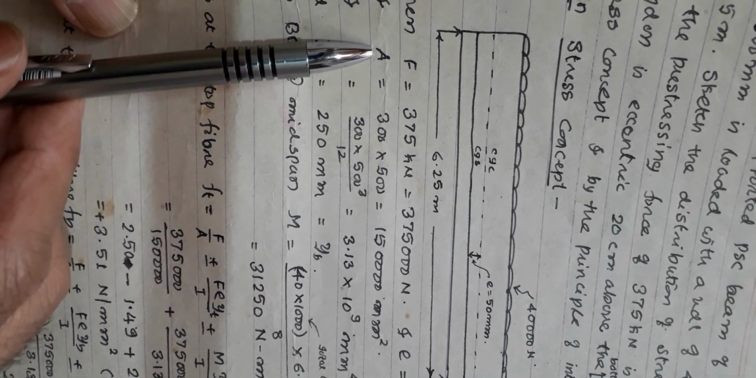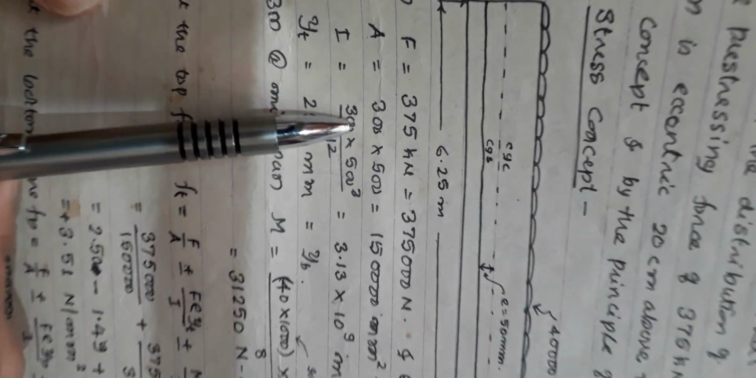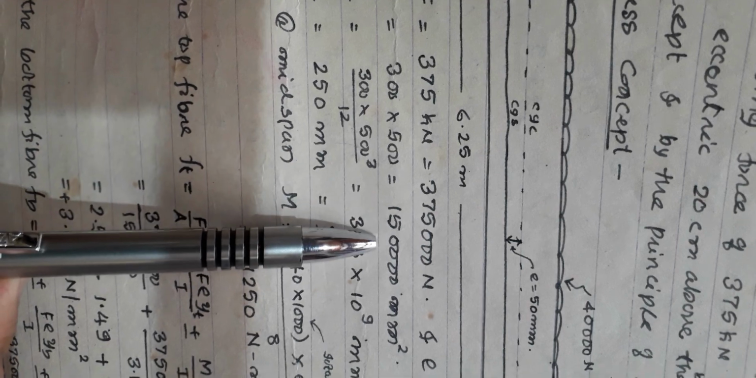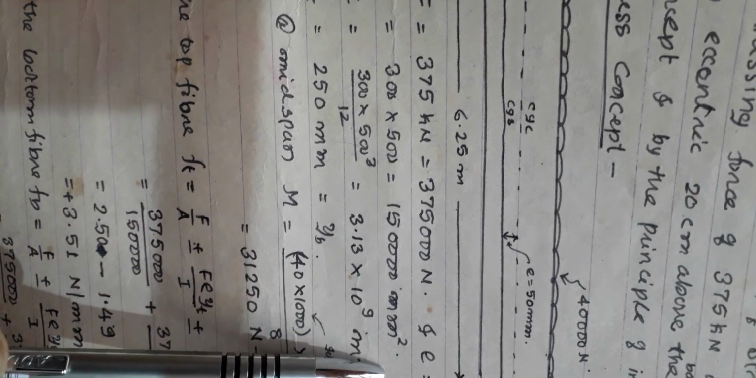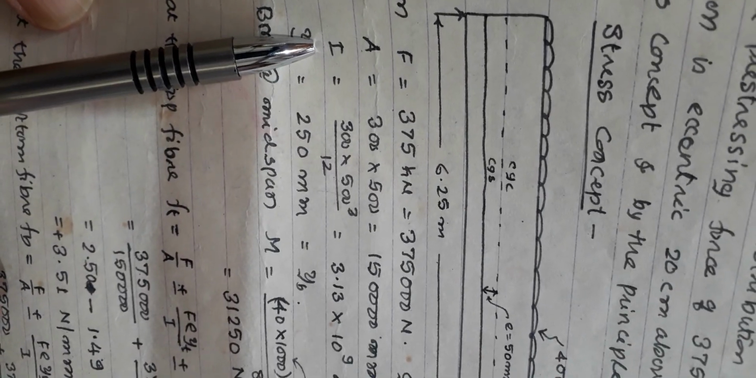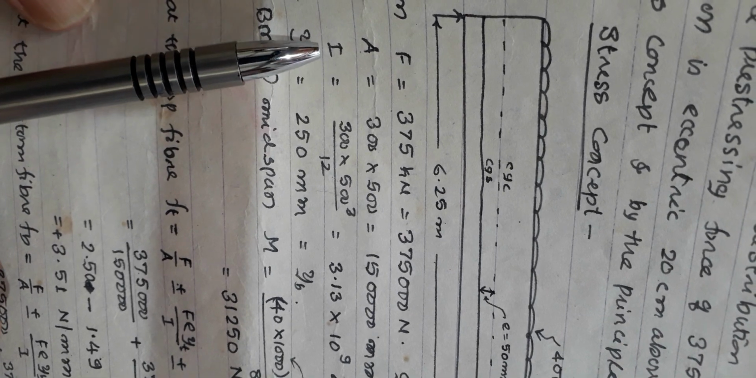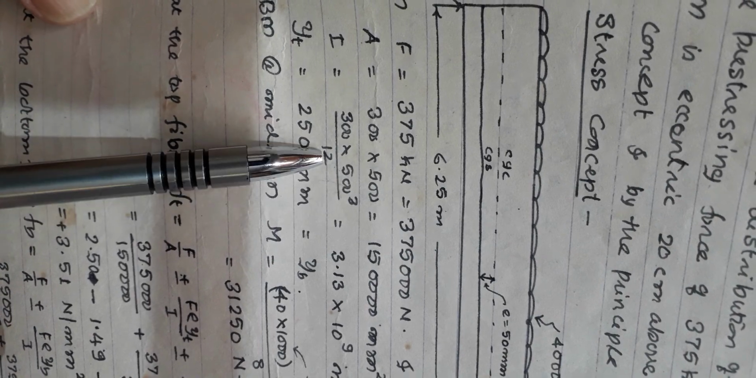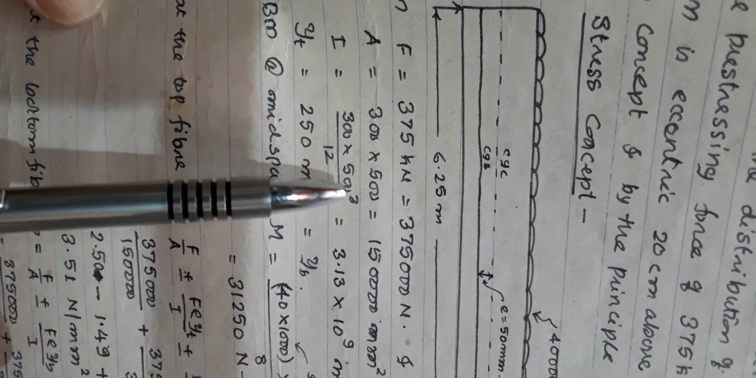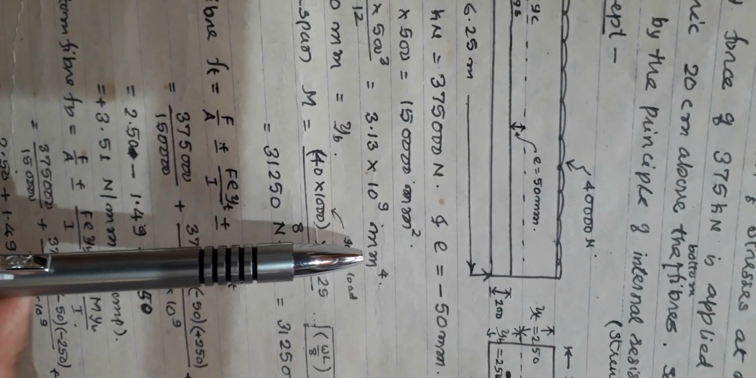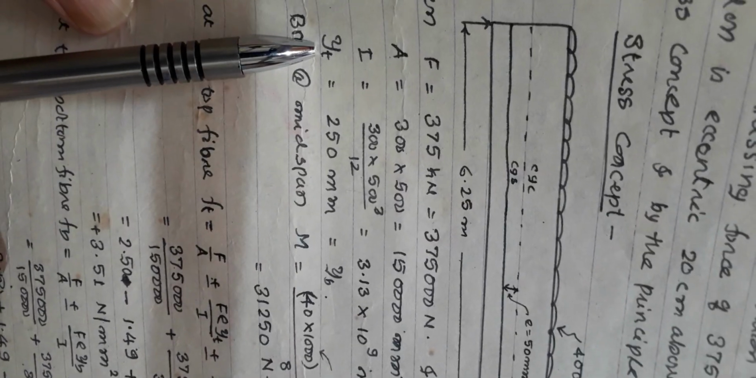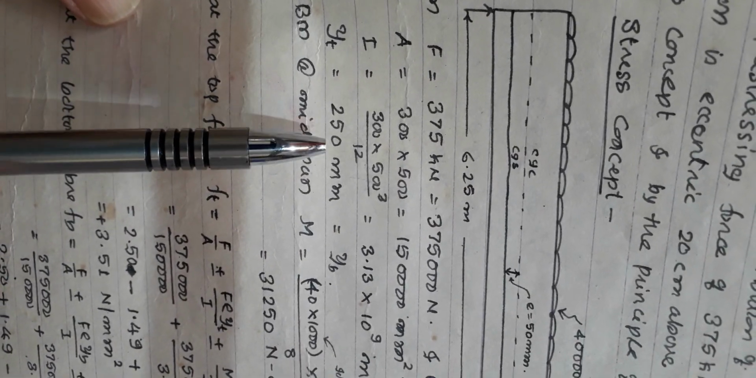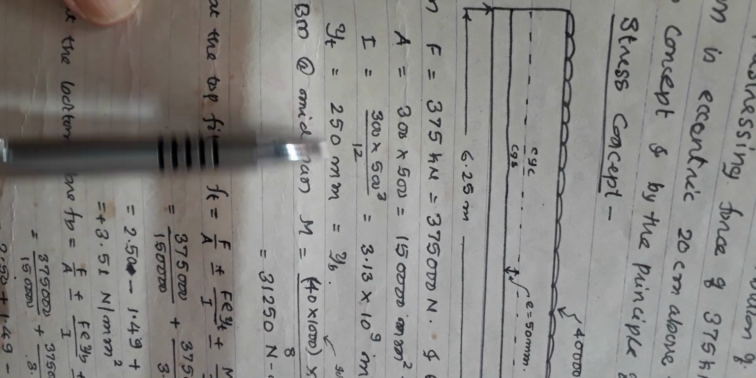Now the area can be easily calculated. It is 300 mm by 500 mm, so it is 150,000 mm square. Since it is a rectangular section, the moment of inertia can also be easily calculated. It is BD cube by 12, that is 300 into 500 cube divided by 12. It will give me this much. Then YT, as I have said, is 250 mm, and YB is also 250 mm.